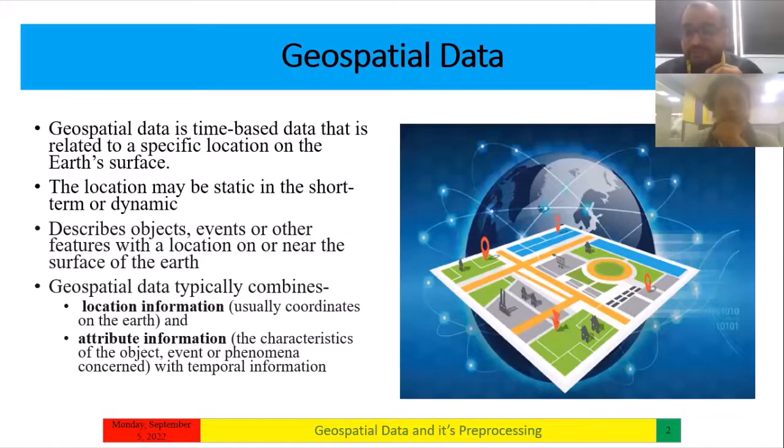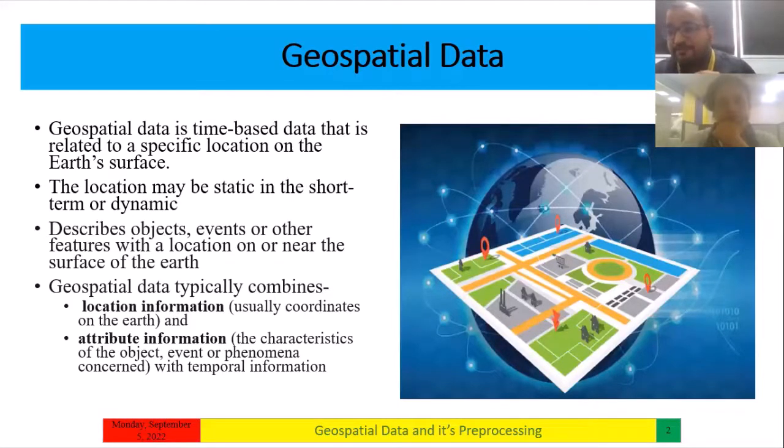Geo means we are talking about the Earth, and the second thing is that the time factor will be related to it. If for a particular span of time, we are talking about a particular location associated with it, then we can go for a particular kind of analysis. So geospatial data is time-based data that is related to a specific location on the Earth's surface. The location we are talking about could be static or it could be dynamic as well.